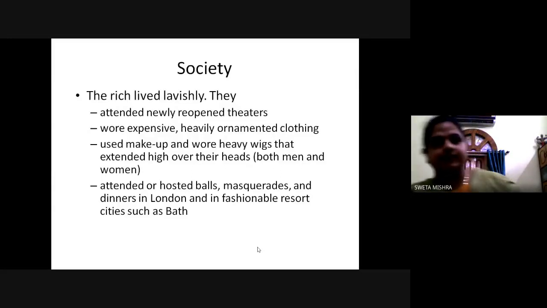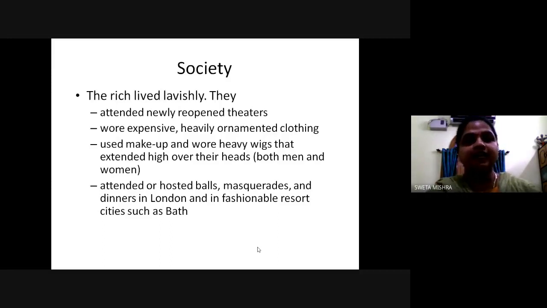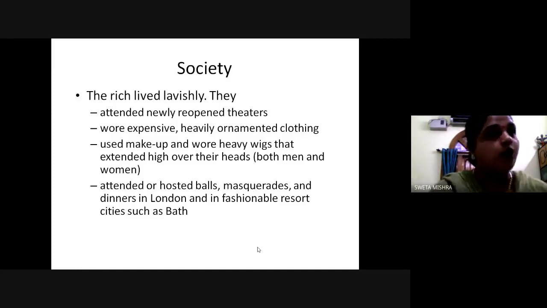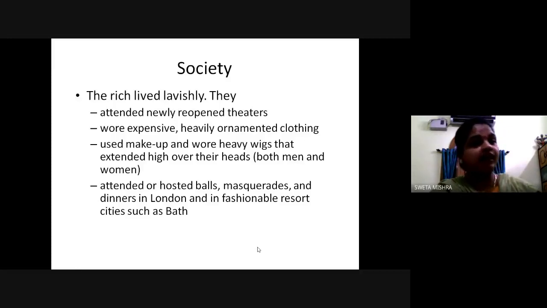Society. So when we talk about the society, I was telling you that the rich lived lavishly. You will find that Charles II gave a lot of importance to the aristocratic way of life. The theaters that had been closed for long years reopened, and the aristocratic class attended them. You will find them wearing expensive and heavily ornamented clothing. They also used makeup, and they wore heavy wigs that extended high over their heads.